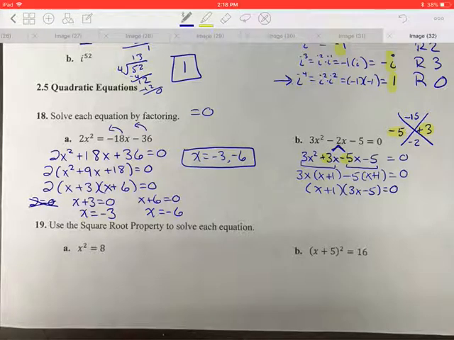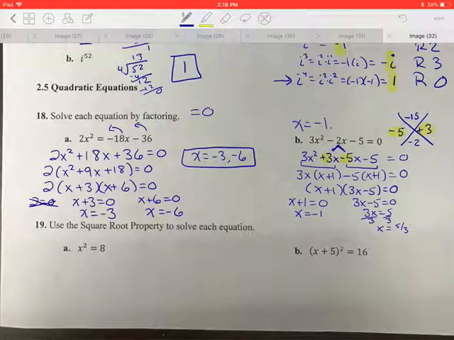Now at this point it is factored, but it is not solved. So factoring is a tool, but it's not the end result. So now I'm going to set each factor equal to 0. And I get x equals -1. I get 3x equals 5, or x equals 5/3. So generally we get 2 answers with these. Every once in a while both answers will come out to be the same, but we do expect with a quadratic 2 answers.